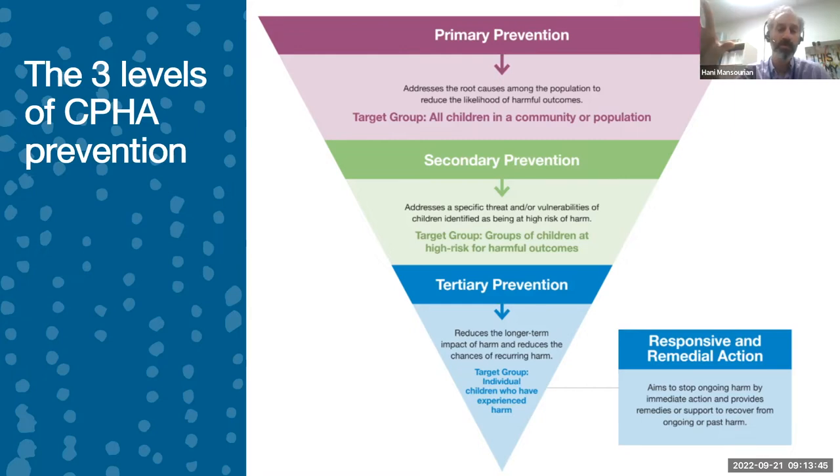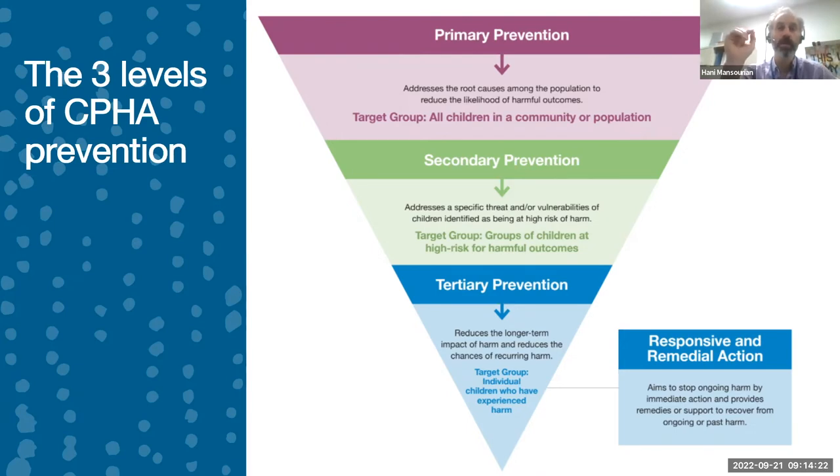So that's primary prevention. It's very important to recognize that it's done at the population level. It doesn't necessarily mean the entire population of a country, but it's not about individuals. It's about addressing risk and protective factors at a large scale with a group of children, families or communities, and it's not picking a child out because that child is particularly vulnerable or has been harmed. Secondary prevention then goes to the level of the child.